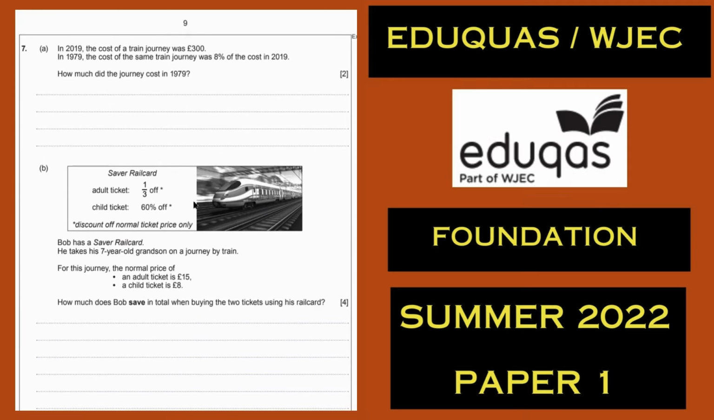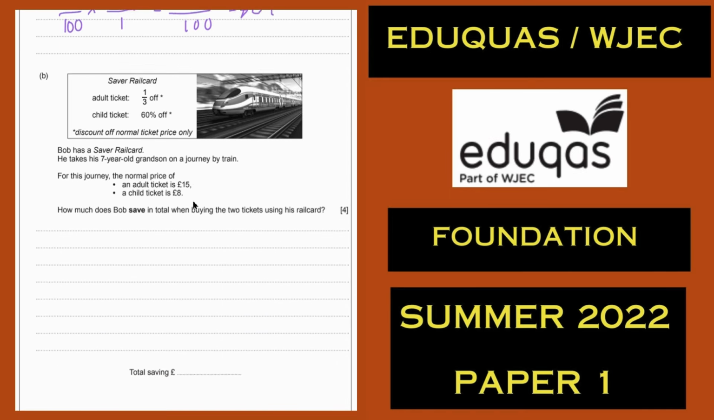Number 7, we've got a train journey. It was 8% of 300. Of means times. There are a variety of ways of doing this. You could do top times top straight away. It'll give you 2,400 over 100. You could have pre-cancelled, but at the end of the day, how many hundreds are required? It's nice and straightforward.